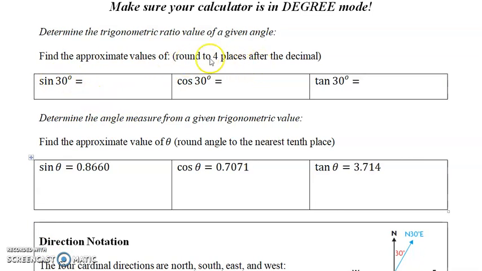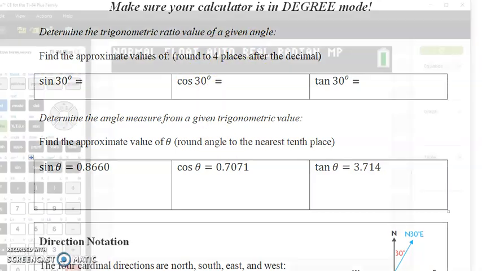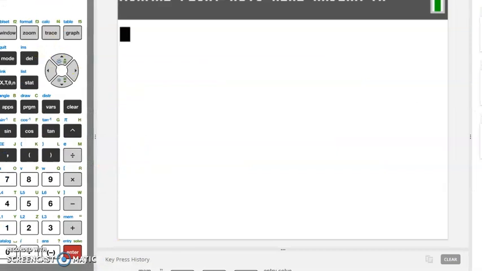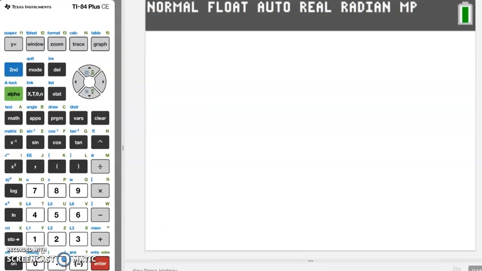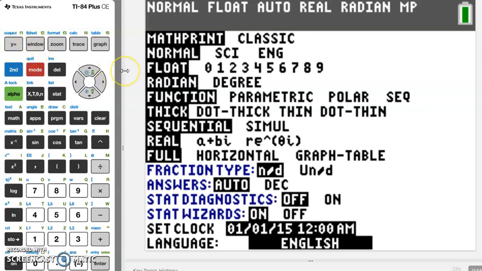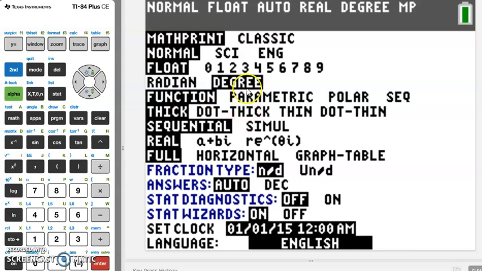So we have the sine of 30, and we need to round to 4 places after the decimal, or 4 places to the right. On your calculator, you'll notice that it says radian, so that means it's not in the correct mode. In order to put that in the correct mode, you go to MODE here. It's the second row, second column, and it's the fourth one down, and it says radian, so you go down until you get over there, and you hit enter until the dark is shaded over the degree. So now it's degree, and you can see that it's changed up here to degree.